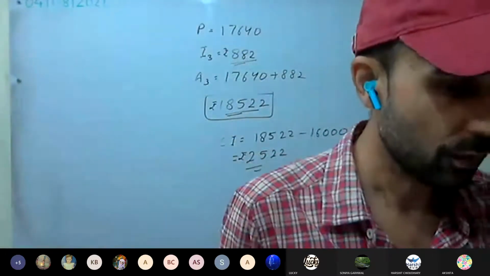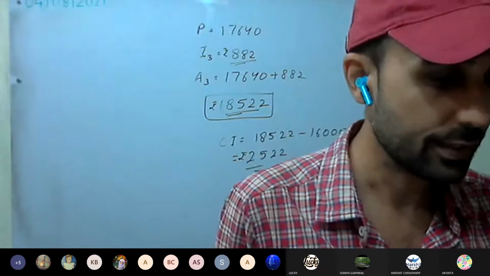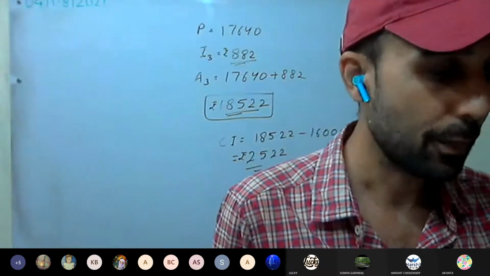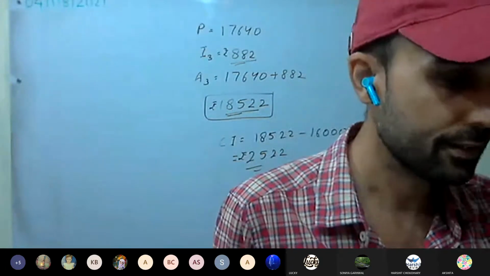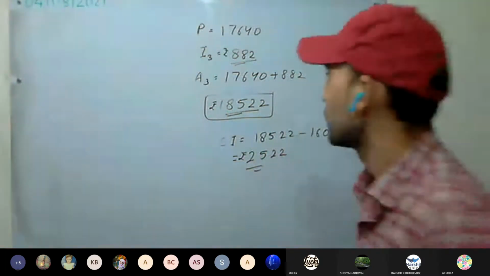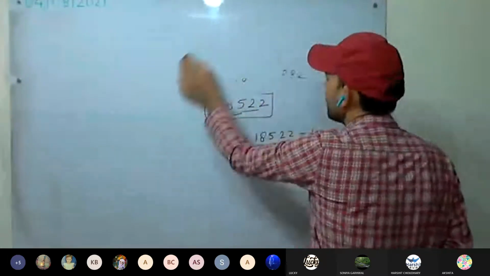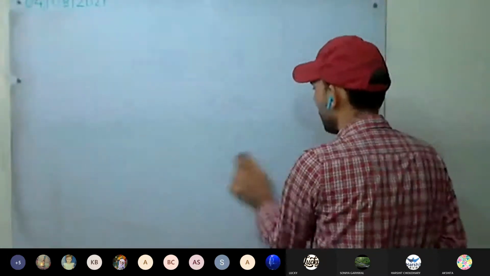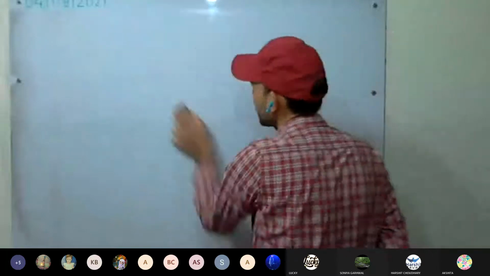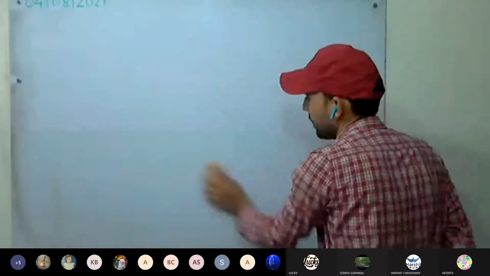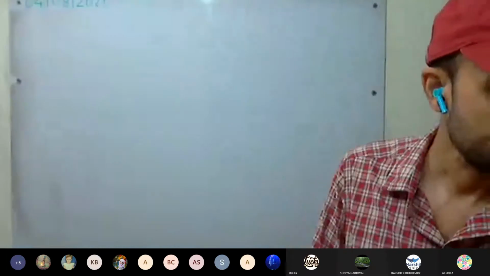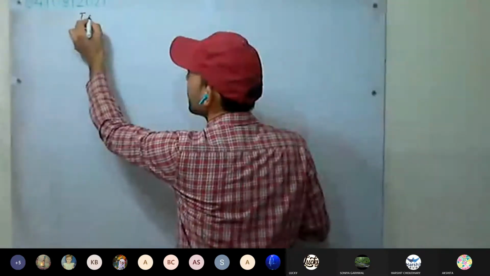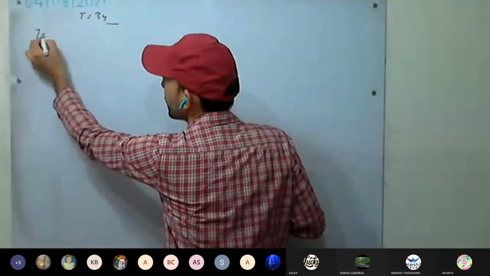Manish lent 15,000 to Rahul for 3 years at the rate of 10% per annum. Find the compound interest paid by Rahul. We have to calculate the compound interest paid by Rahul. Same kind of question. Do the question. Again, time is 3 years. Principal is 15,000 and time 3 years. We take the first year.